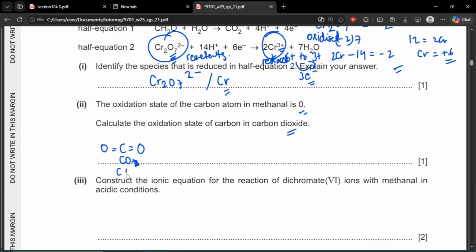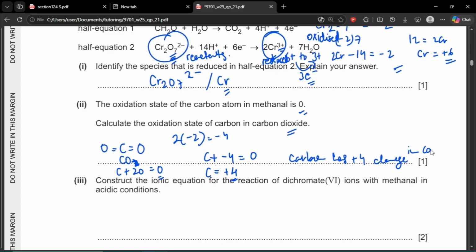So we have 1 carbon, 2 oxygens, and it's a neutral compound. Therefore, it has an overall charge of 0. So 2 oxygens, it basically equals 2 times minus 2, which is minus 4, right? So you have 1 carbon, and then the overall charge is 0. Therefore, you can take the 4 to the other side, and you end up with plus 4. Therefore, carbon has a plus 4 oxidation state in CO2. That's pretty good.